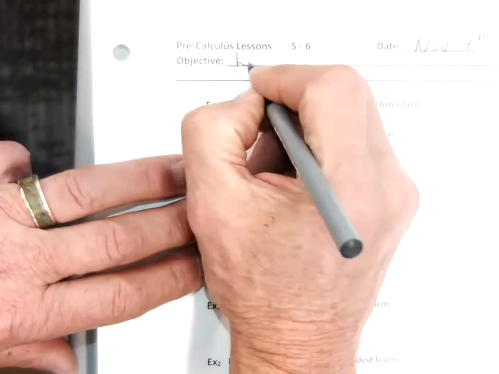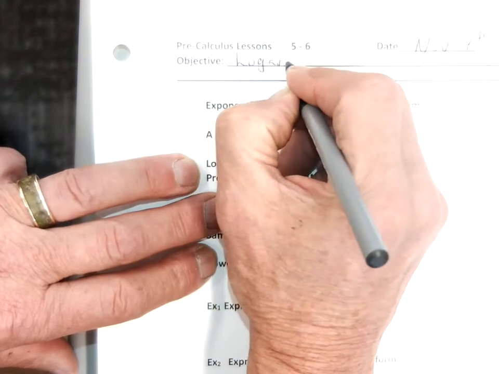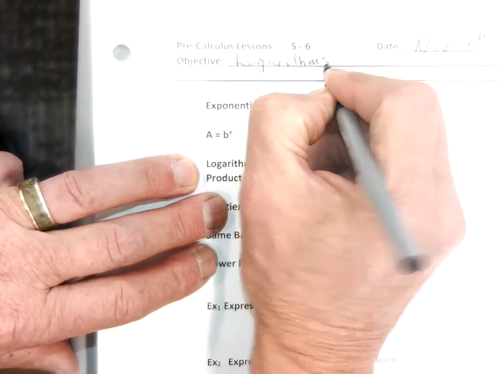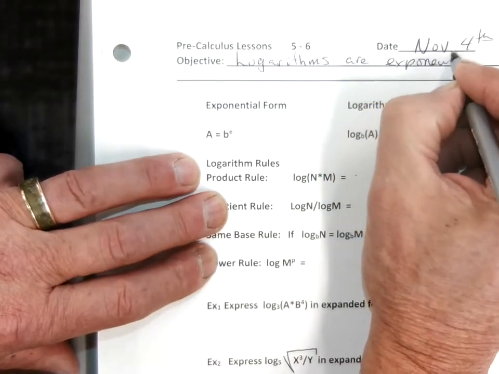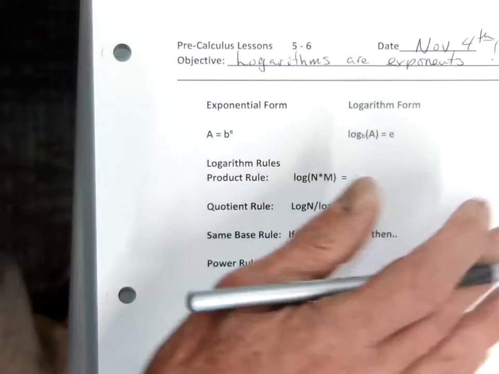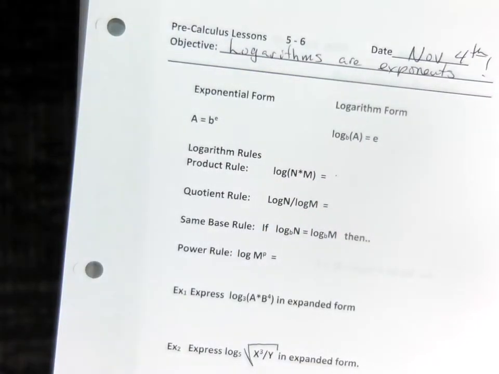Okay, logarithms are exponents. Logarithms are exponents. They don't look like exponents, but they are. In fact, right here, what do you see? Log base b of a equals what? E. And e is our exponent. So logarithms are our exponents, okay? So if they're exponents, they've got to follow exponent rules.